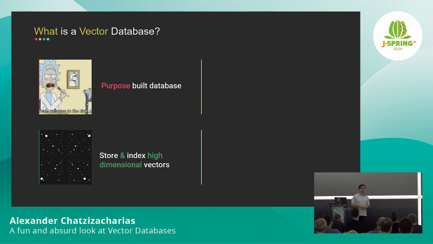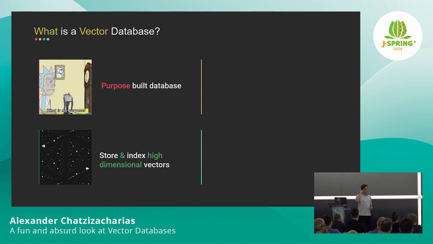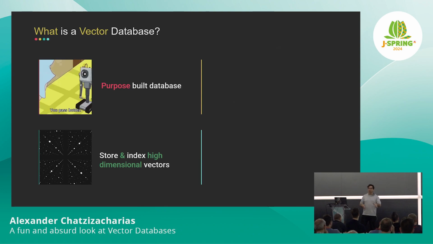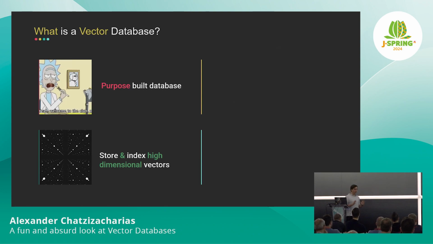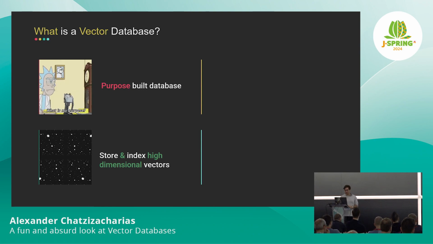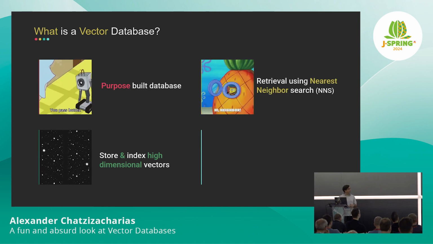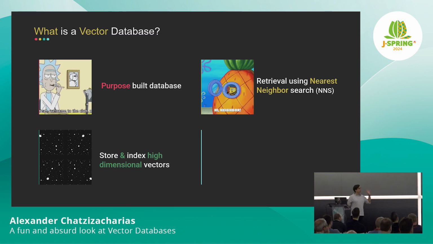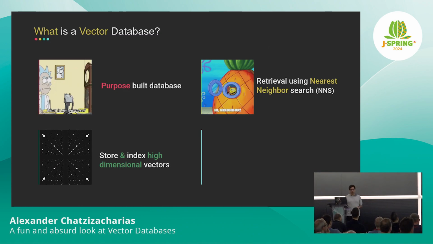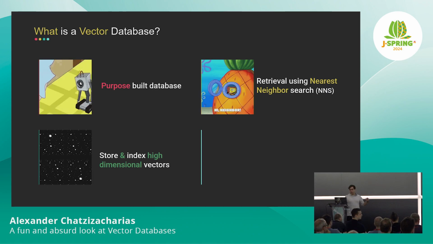I tried using it as a time series. I tried using it as an event store. I was like, oh, how cool would it be if I used it as an event store during this talk? It really doesn't work. It has one purpose: store and retrieve vectors. And that retrieval and indexing within these databases happens using nearest neighbor search algorithms. And more of that later.